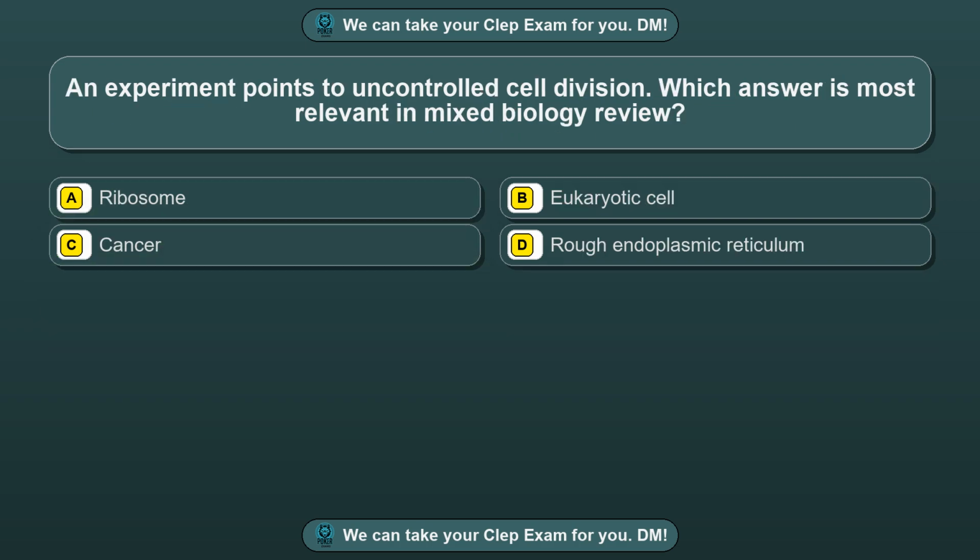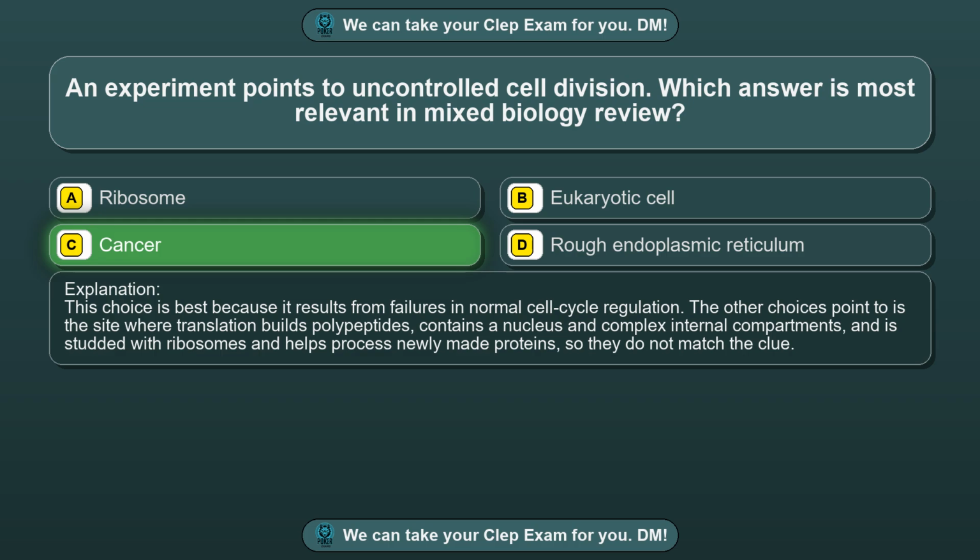Question 76. An experiment points to uncontrolled cell division. Which answer is most relevant in mixed biology review? Option A, ribosome. Option B, eukaryotic cell. Option C, cancer. Option D, rough endoplasmic reticulum. The correct answer is option C, cancer. This choice is best because it results from failures in normal cell cycle regulation. The other choices point to is the site where translation builds polypeptides, contains a nucleus and complex internal compartments, and is studded with ribosomes and helps process newly made proteins, so they do not match the clue.